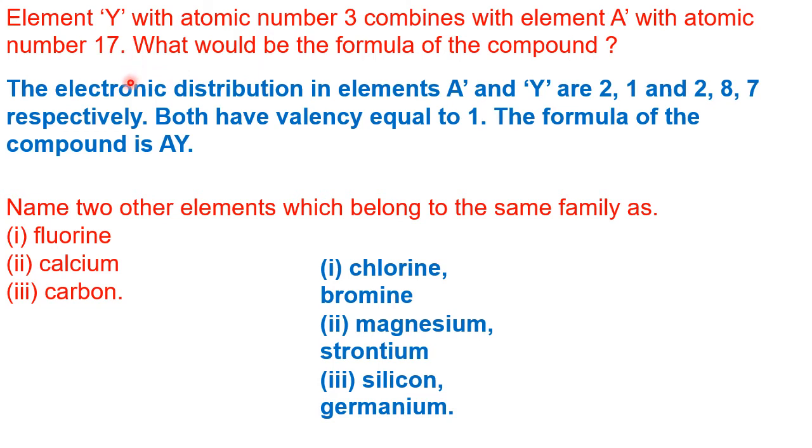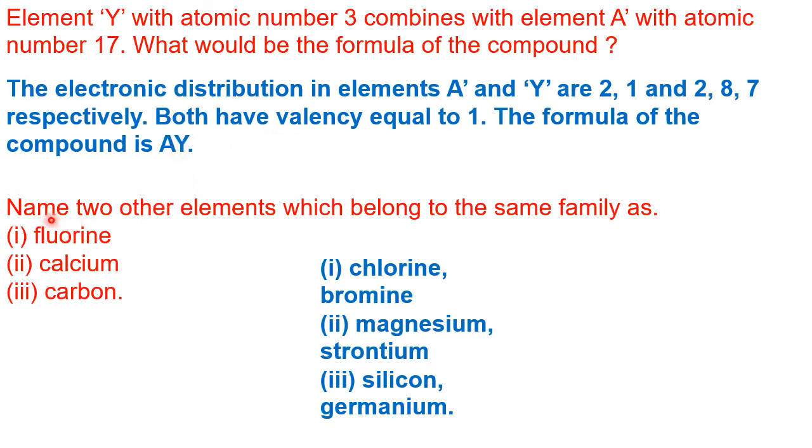After the electrostatic force of attraction, it becomes YA. So that's why formula of the compound from Y and A is what? YA. It is not AY, it is YA, because Y is giving electron. A is element with atomic number 17. A is accepting. Accepting you should write on the RHS, and giving, donating you should write on the LHS. So formula is what? YA. Make it YA. Okay, right.